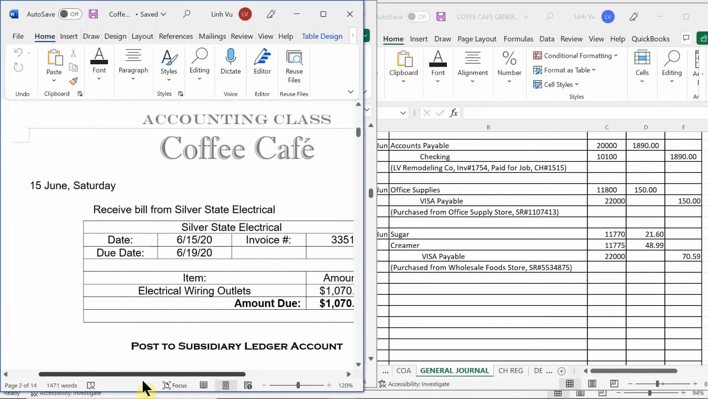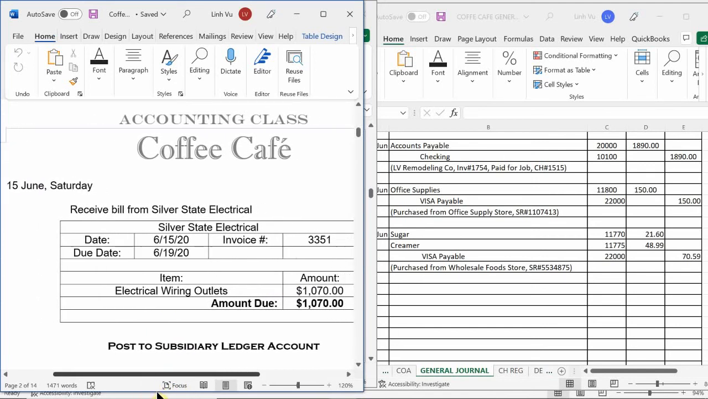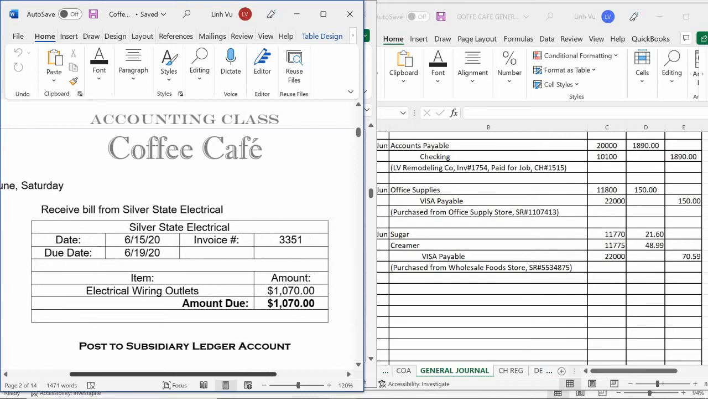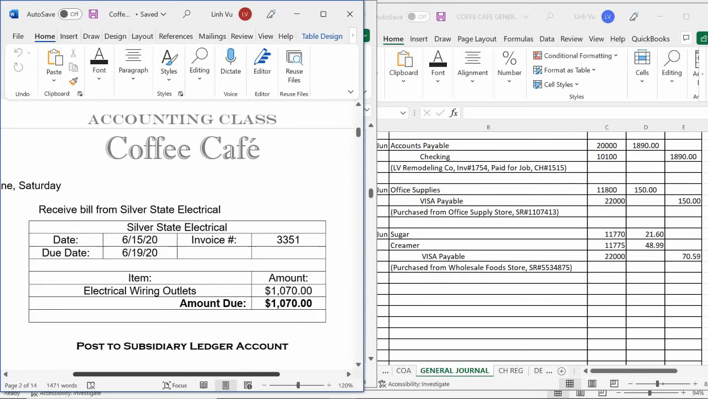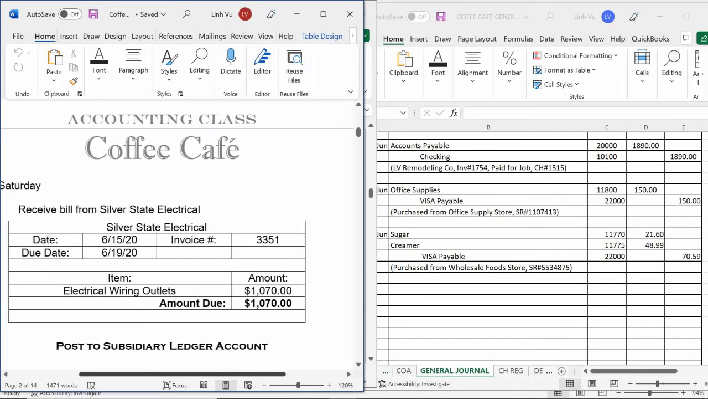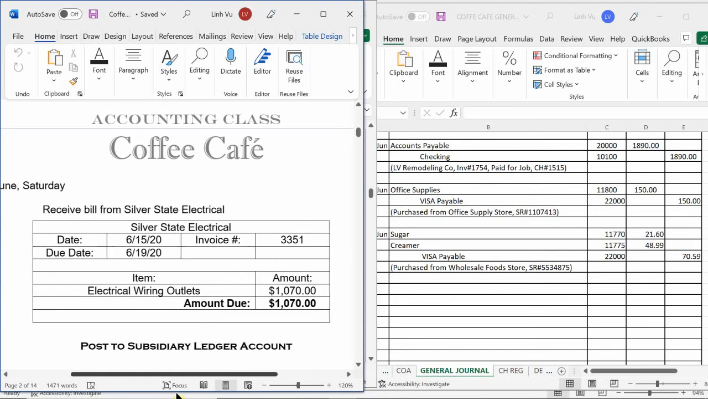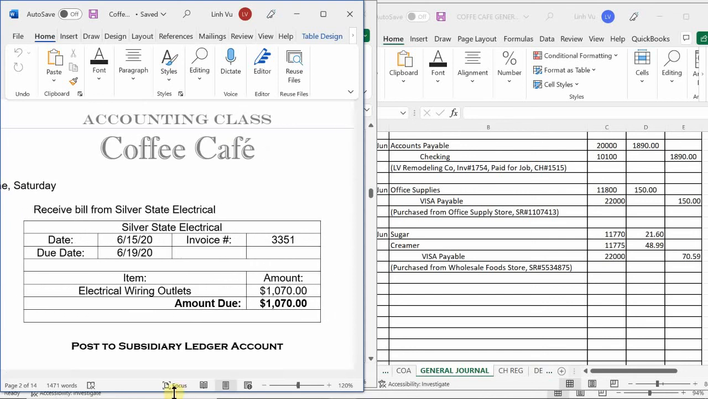Okay, so it's still Saturday, the 15th, and we end up receiving a bill from Silver State Electrical. This is what the bill says, right? They billed us on the 15th, they expect us to pay on the 19th. Invoice number 3351. What was the item? They did electrical wiring outlets for $1,070.